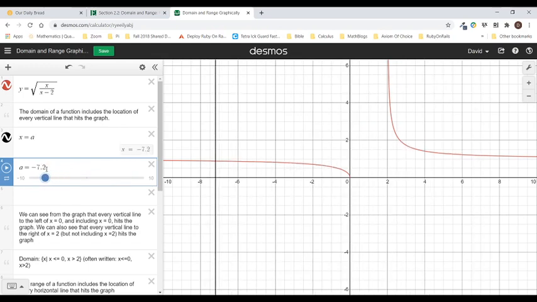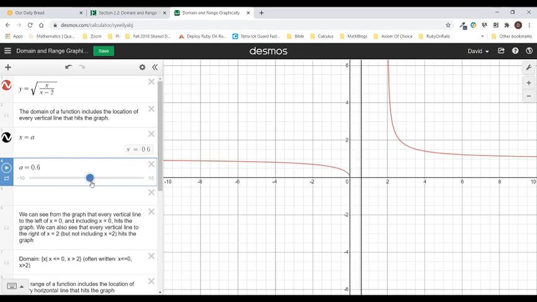And let's see here. I can see that if I move that vertical line on the left-hand side all the way up until 0, I hit the function. Just anything past 0, though, I don't. That continues all the way through 2. At 2, I still just miss the graph. As soon as I get past 2, I hit the graph again. So all those values have to be included.